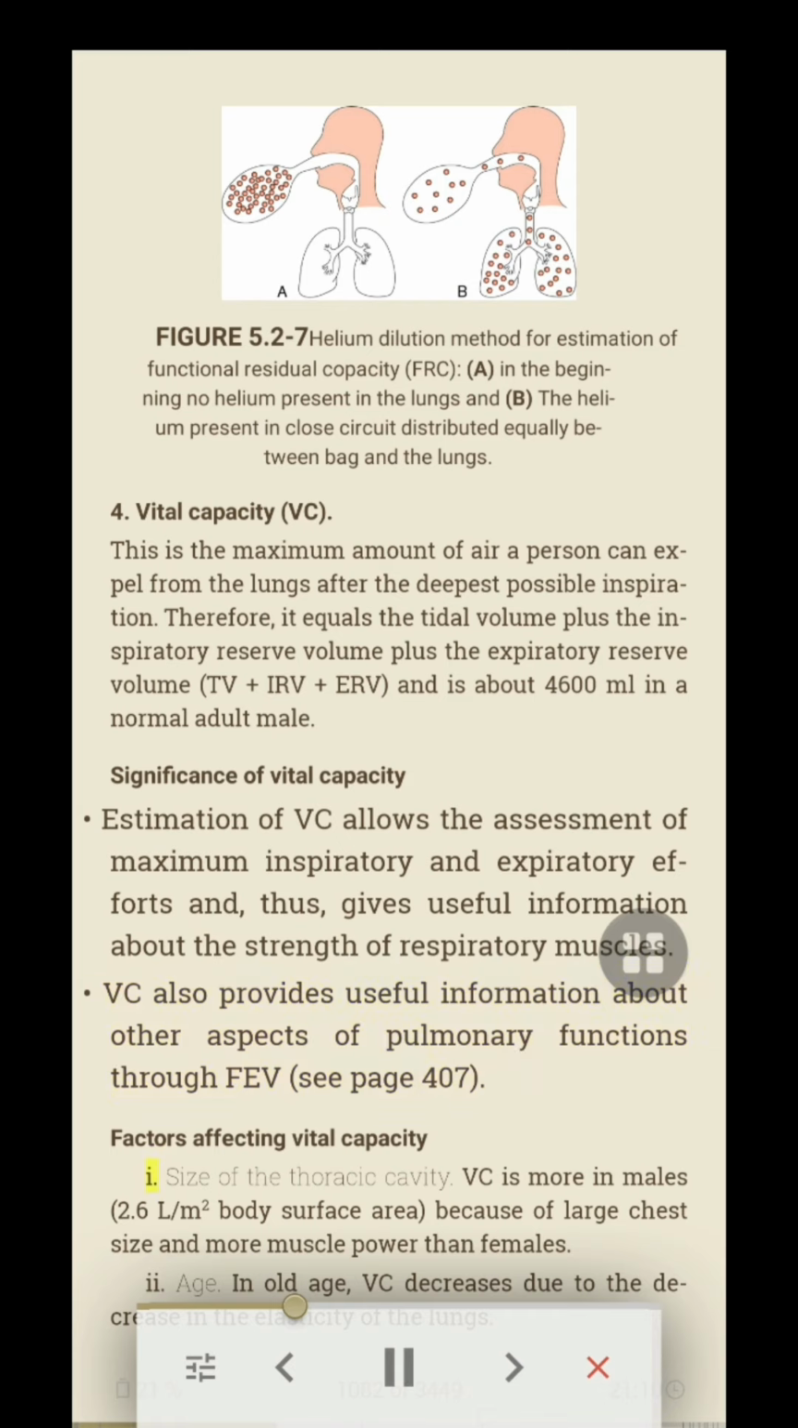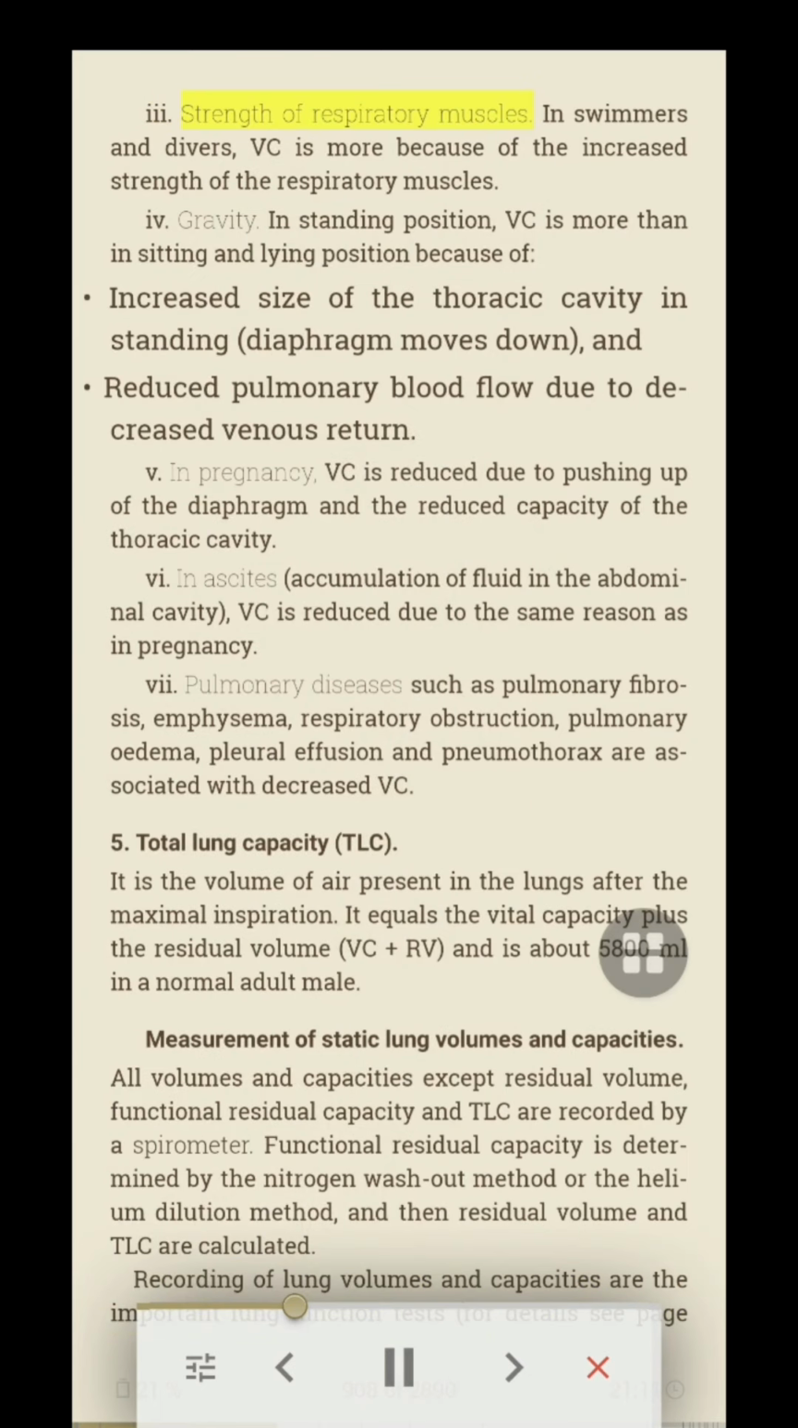Factors affecting vital capacity. I. Size of the thoracic cavity. VC is more in males, 2.6 L per square meter body surface area, because of large chest size and more muscle power than females. II. Age. In old age, VC decreases due to the decrease in the elasticity of the lungs. III. Strength of respiratory muscles. In swimmers and divers, VC is more because of the increased strength of the respiratory muscles.